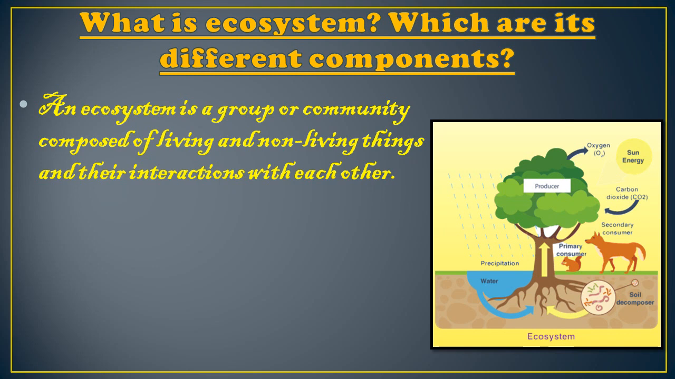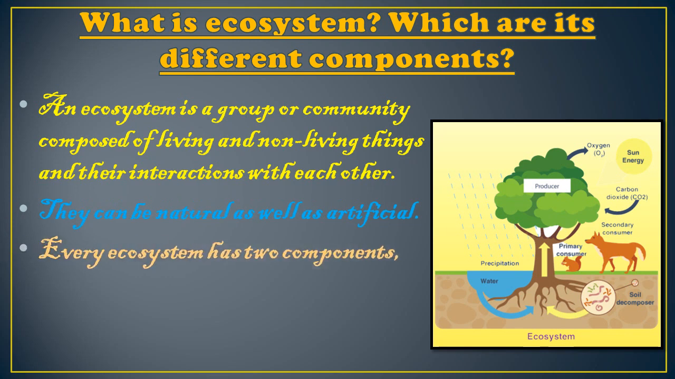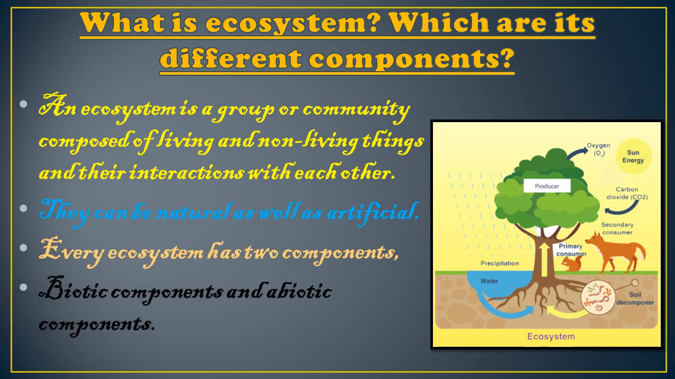This is called an ecosystem. Students, we know there are different types of ecosystem like terrestrial ecosystem, desert ecosystem, aquatic, ocean. In different ecosystems, the components, including living and non-living components, differ according to the ecosystem. They can be natural as well as artificial, meaning man-made, and every ecosystem has two basic components: the biotic component and the abiotic component. Biotic means living things and abiotic means non-living components. So this is an ecosystem and its different components.